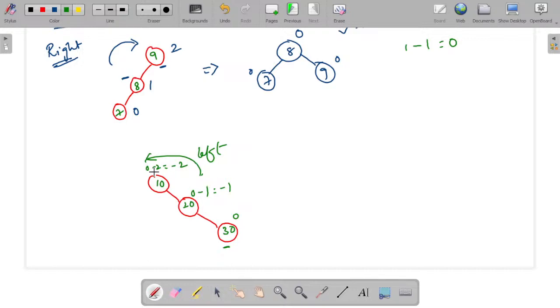Since we have a negative balance factor and we have more nodes in the right subtree, we have to push some nodes into the left side, and that is why we call this a left rotation. The updated tree would look something like this. Here 20 becomes our root node, 10 is pushed to the left side, and 30 stays as it is on the right side. Now if you calculate the balance factors, it is going to be 0 for this because it is 1 minus 1, and for the leaf nodes it is always going to be zero.